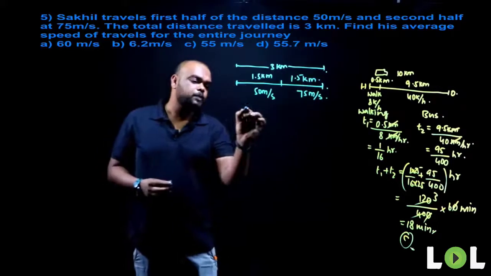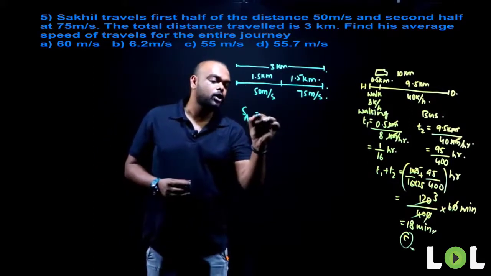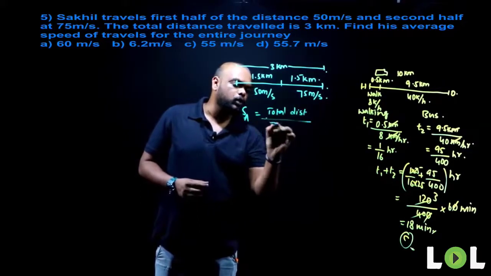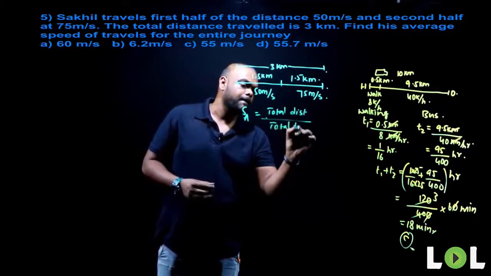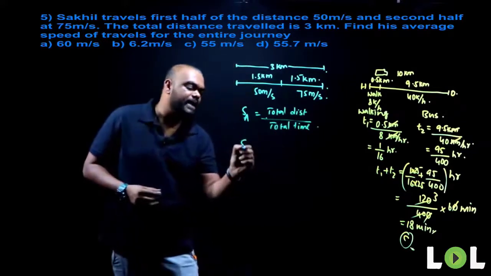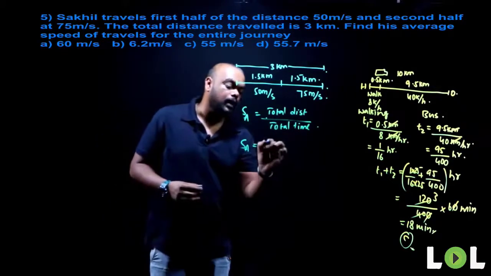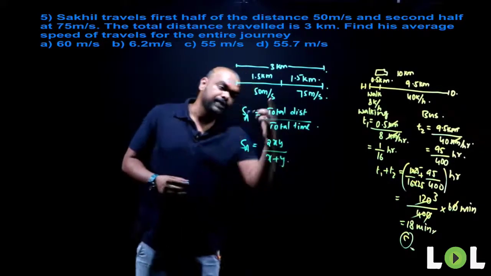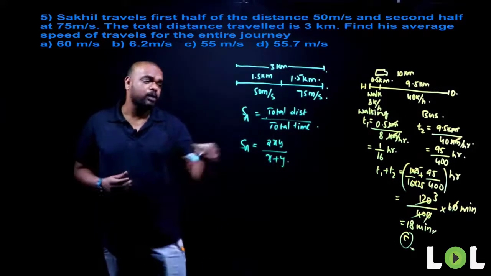I can use the average speed formula 2. S average is total distance traveled divided by total time taken. That is one way. Another way, S average can be calculated using the formula 2xy divided by x plus y. These are the two ways. Okay. We'll be going with the second method.